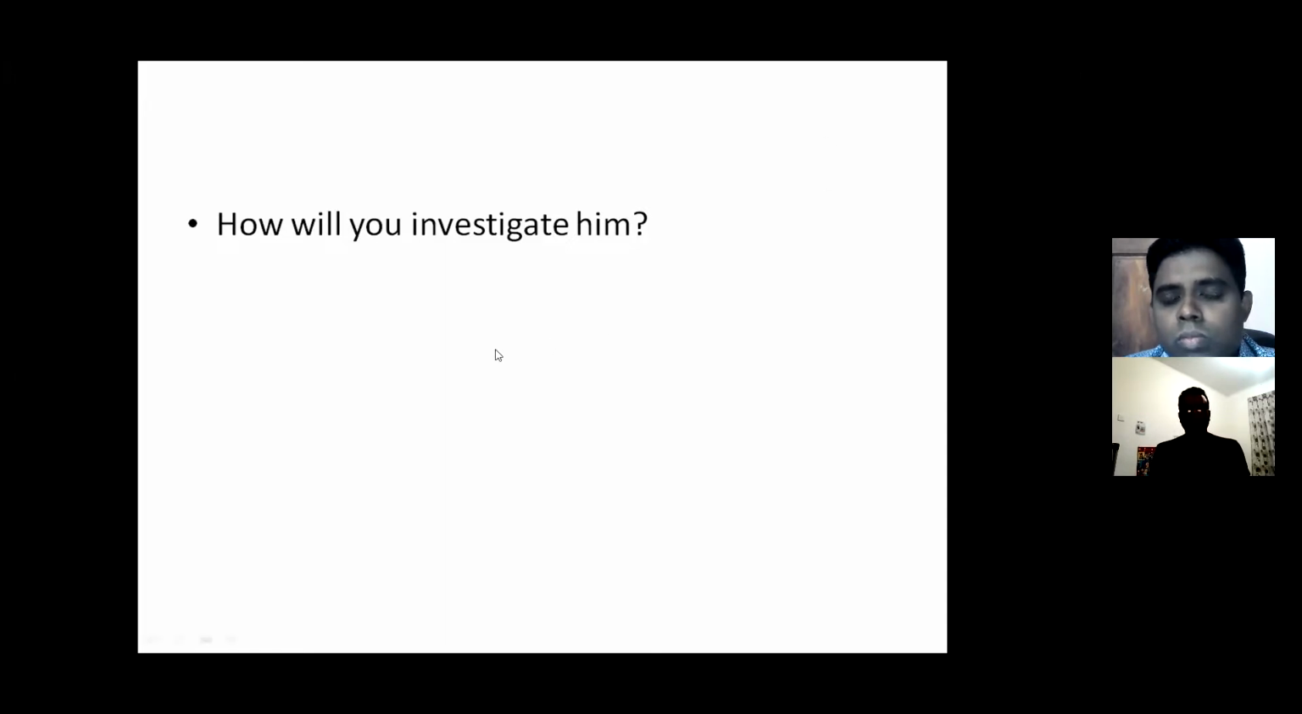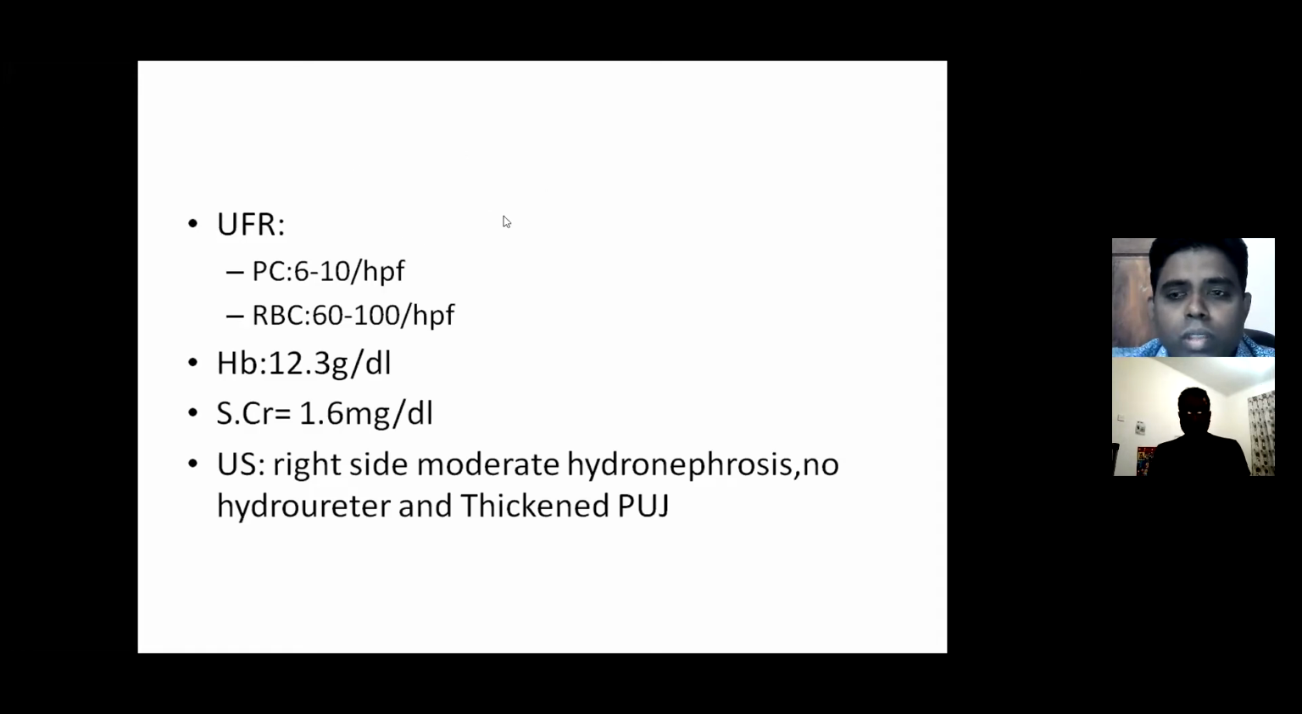And after that, I will do an ultrasound scan, which will tell me whether it is a renal mass or else it's arising from the upper tract, and then which will guide me to perform further imaging such as contrast enhanced CT, CT abdomen-pelvis with CT urogram. Okay, so these are the findings.